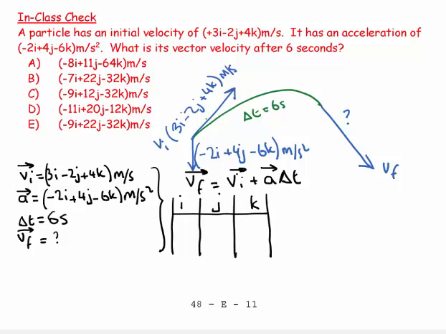And I say, what do I need to do? Oh, VI. Let's do VI first. I look at the side. I say, well, that's a plus 3. That's a minus 2. And that's a plus 4. And then I've got to add. And then A delta T. Well, my A is here. And my delta T is there. And I'm multiplying them together. So 6 times minus 2 is minus 12. And 6 times plus 4 is plus 24. And 6 times minus 6 is minus 36.